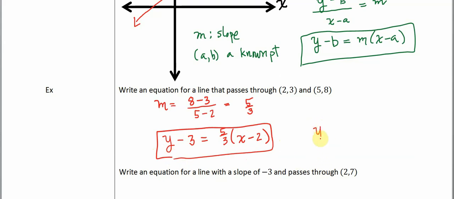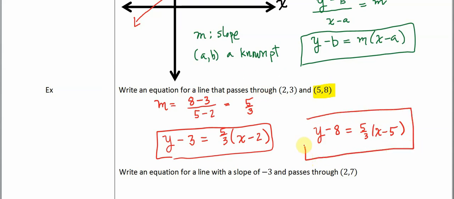Another equally good solution is to use the other point. y minus 8 is equal to 5/3 times x minus 5. So again, I'm using this point right here instead of using the first point. And this equation of the line is also perfectly good. Okay? And if you think about how we just did this, right? There are limited calculations that we had to do. All we really had to do was calculate the slope, and then use the format of point slope form.